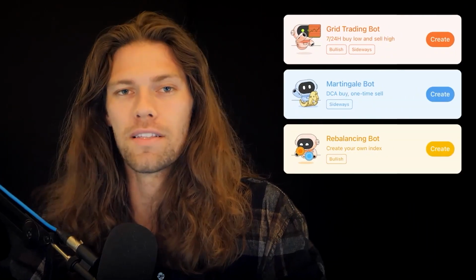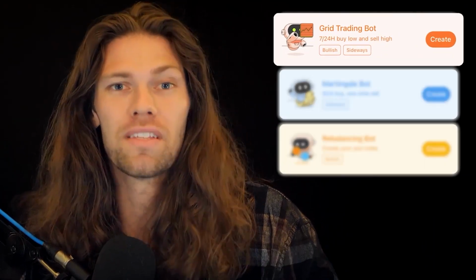There's three main bots. The first is the grid trading bot. This is actually much less scary than it sounds. When I first came across crypto bots, my gut reaction was, yep, I'll be avoiding that. That sounds way too risky. And this was until I understood how they actually work.